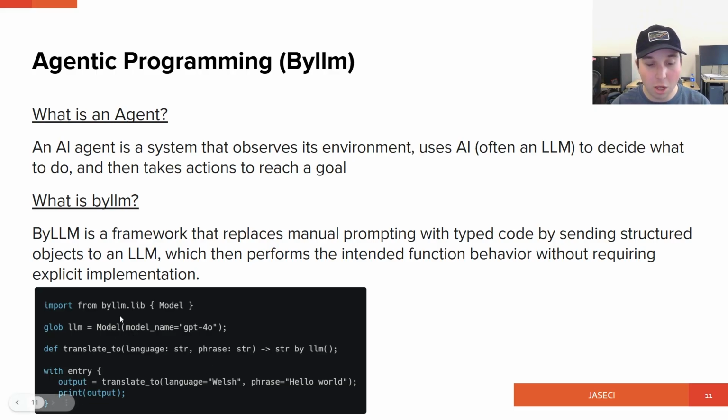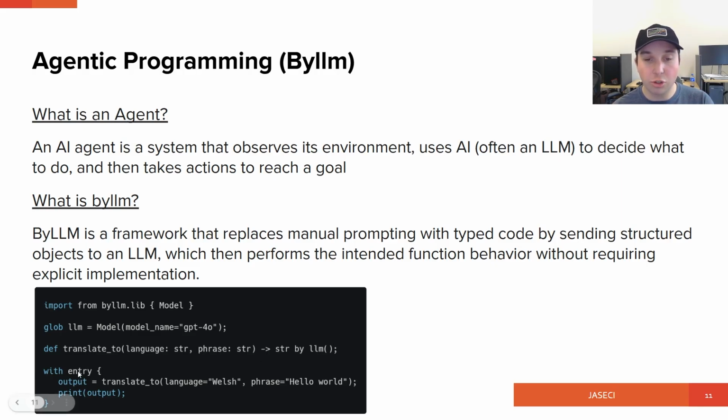As you see down here, we import the byLLM library. We're going to create a global variable that is the large language model. We're assigning the name or the type of model we're using. We're going to create our function. This is just a normal way you'd create a function in Jac. In this case, we're defining translate_to. We're giving it the language you want to translate to. We're giving it the phrase that's going to be translated. We're going to be outputting a string. And instead of writing any implementation, we're just going to say by large language model, or by LLM, right?